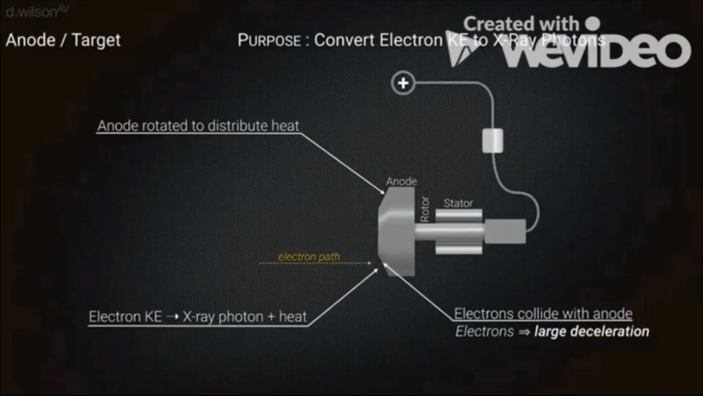Those electrons then reach the anode, or as we said earlier, the target. It is there as a converter, as it will convert the electrons' kinetic energy to X-ray photons. Once the electrons collide with the anode, they will decelerate and produce X-ray photons and heat, the heat percentage being 99%. The anode material is customizable, so different materials mean different spectra of X-rays.